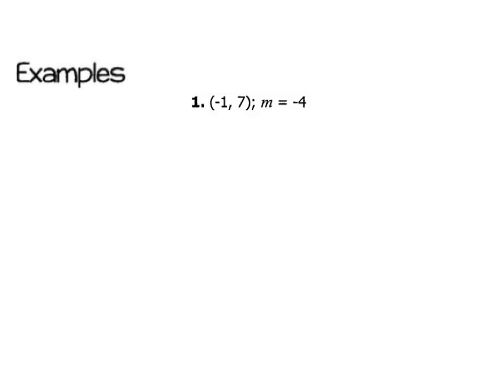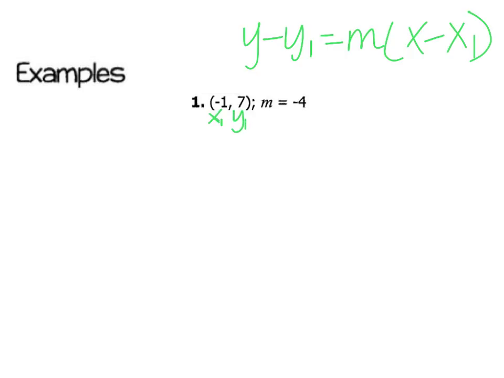All right, so examples. Number 1, we're given a single point and the slope. So it's in the name. If we're given a point and the slope, we're going to use the point-slope formula. The point-slope formula, if you recall, is y minus y1 equals m times x minus x1. So what we want to do is label everything. -1 is our x1, 7 is our y1, and -4 is our m. And then we're going to plug all of these in: -1 for x1, 7 for y1, and -4 for m.